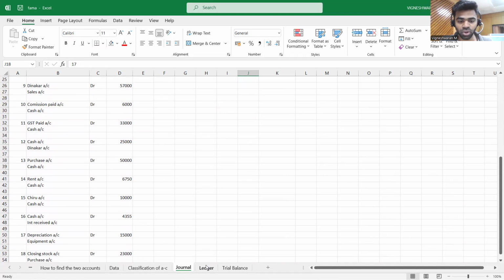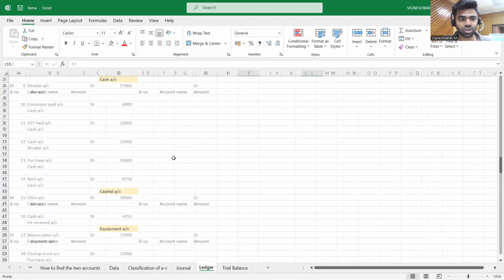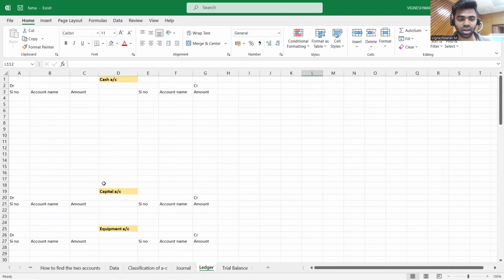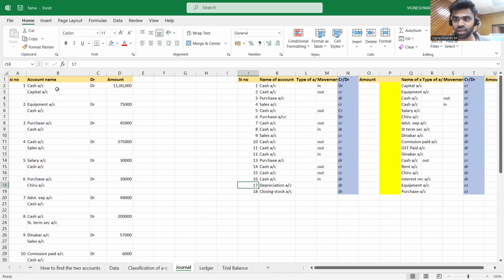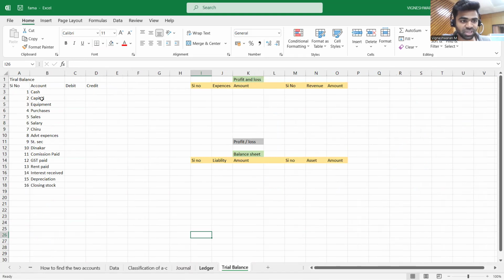Now we are going to write the ledger. What do we have to do first before writing the ledger? I have to write all the account names. That means, what are the different types of accounts in the journal? Cash account, capital account, equipment account. Cash is already there. Purchase account, sales account, zero account, advertisement expenses, short-term securities. So there will be 16 unique accounts in our journal.